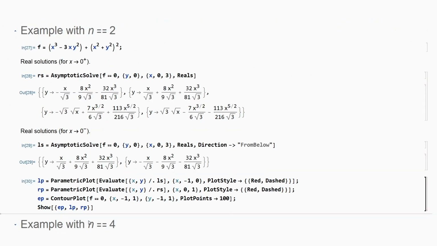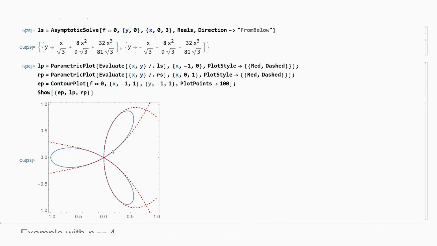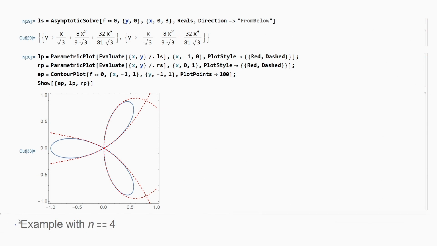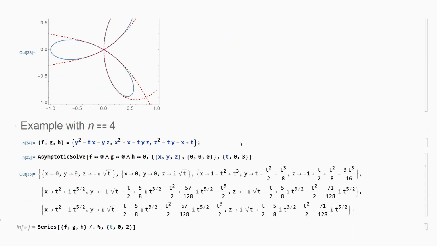And let's see. So the exact curve is the blue curve, the trifolium, and we got the approximations of the solutions near 0, near the singular point. Okay, let me show the example with n equal to 4. So we have 3 equations in 4 variables, so we can get solutions for 3 variables as Puiseux series in the remaining 1 variable.